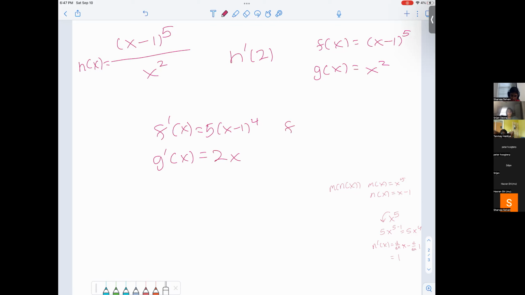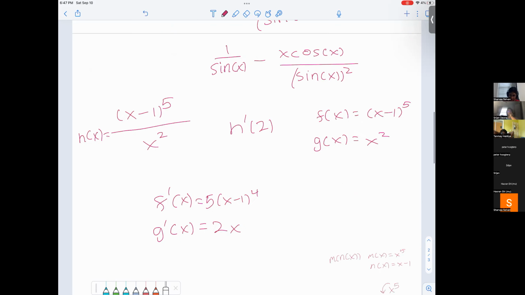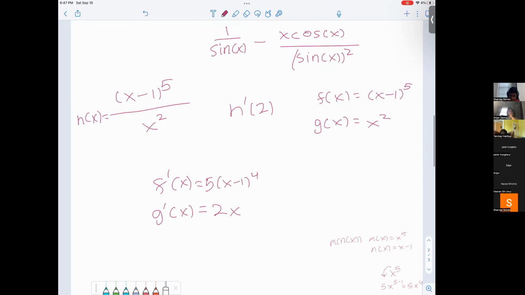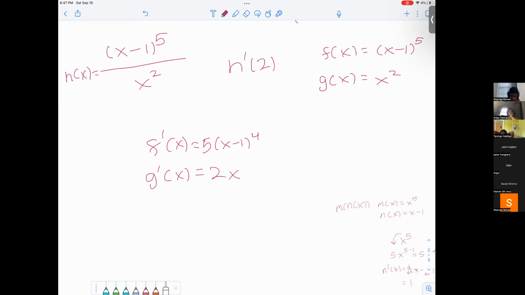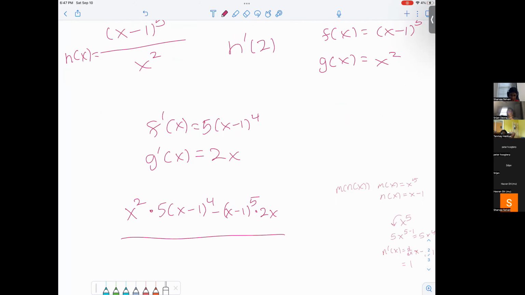So now we use our quotient rule, low d high minus high d low all over low squared. So in this case, low is x squared times the derivative of high, which is 5 times x minus 1 to the 4th, minus high d low all over low squared. In this case, low squared is x to the fourth. X squared squared is x to the fourth. So we get our final answer.